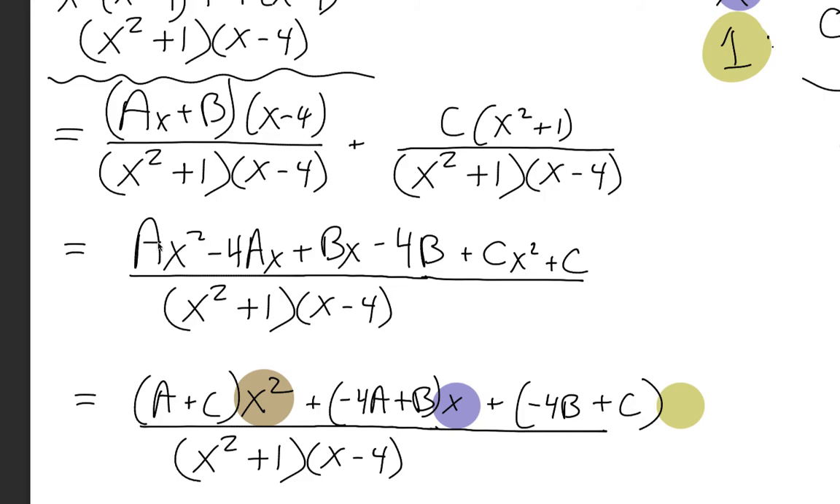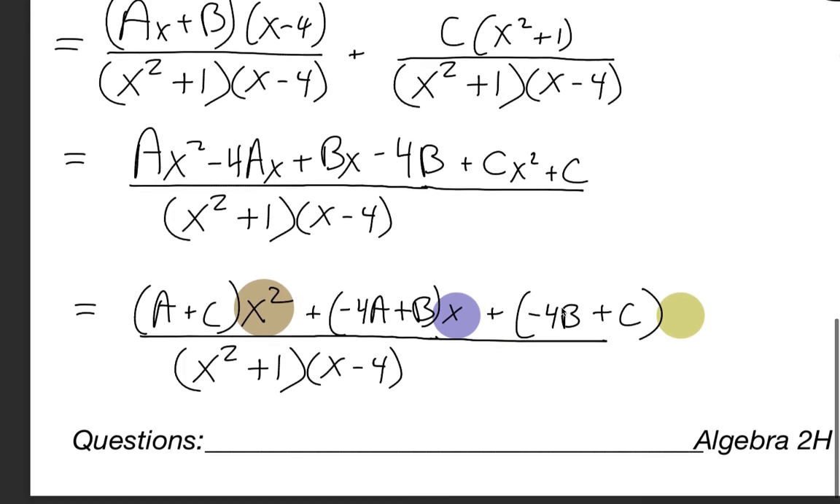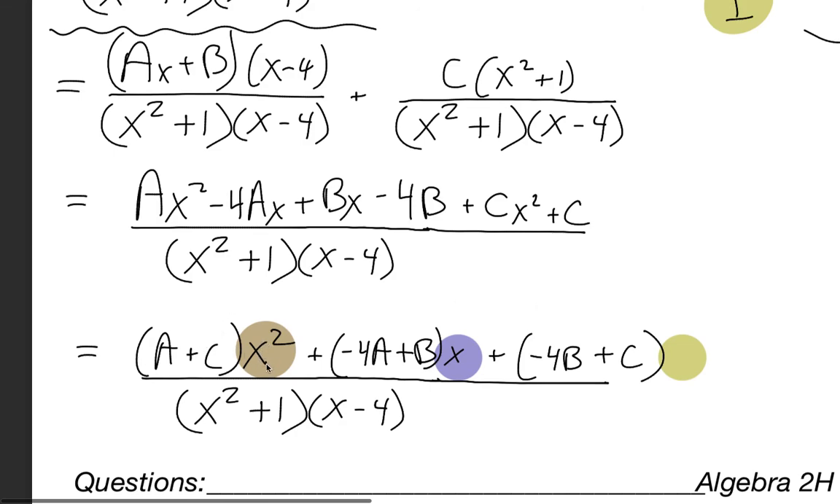I'm going to FOIL out this numerator, and this is what you get here, these 4 terms. I'm going to distribute this numerator, and this is what you get here, these 2 terms. Now we need to group. We're going to group by quadratic, linear, and constant terms. The coefficients on x squared would be a and c. Those are the quadratic coefficients, a plus c. The linear coefficients are going to be negative 4a and b. The constant terms are negative 4b and c are over here.